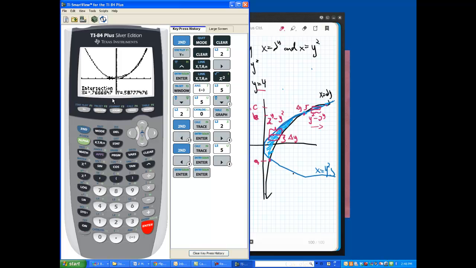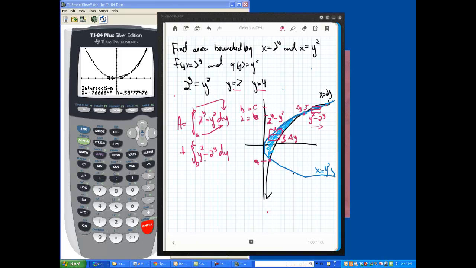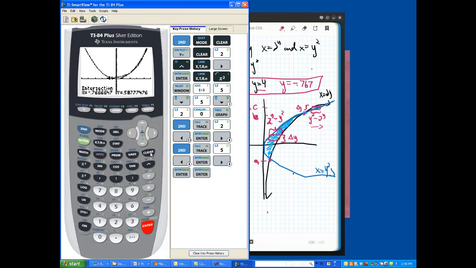Okay, so it intersects at negative 0.767. Let's write that down. So I know that I'm going to have y equals negative 0.767. So these are going to be my 4 intersections. Let's double check to make sure that it does intersect at 2 as well, and at 4 as well, okay?